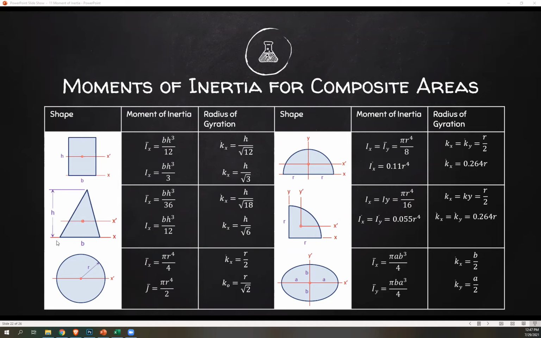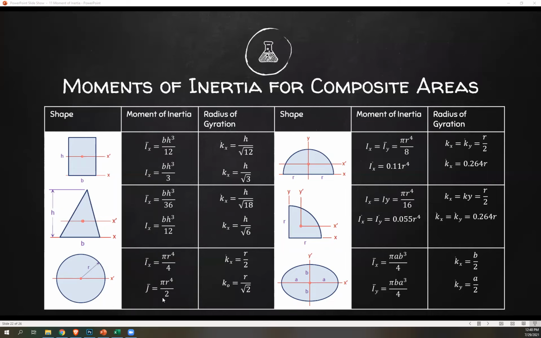Next, let's consider a triangle. Your centroidal axis is here, and the reference x-axis is at the base. The centroidal moment of inertia of a triangle about its x-axis is bh cubed over 36, and about its base is bh cubed over 12. Radius of gyration about its centroidal x-axis is h over square root of 18, and about its base is h over square root of 6. And then the moment of inertia of a circle about its centroidal x-axis is pi r raised to 4 over 4. That's the same as its moment of inertia about the centroidal y-axis.